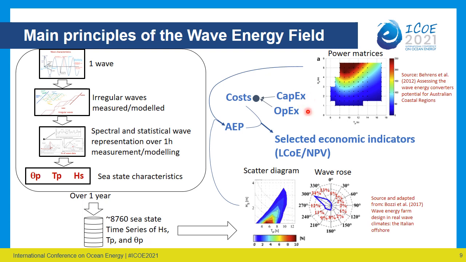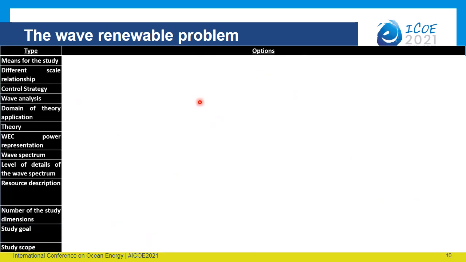Hence, in the case of information lack, alternative indexes independent from cost have been developed. Such indexes may only need WEC and wave climate information, and then that is where things get complicated. To assess a wave energy problem, the framework should always be stated. But it is so complicated that often information is missing.